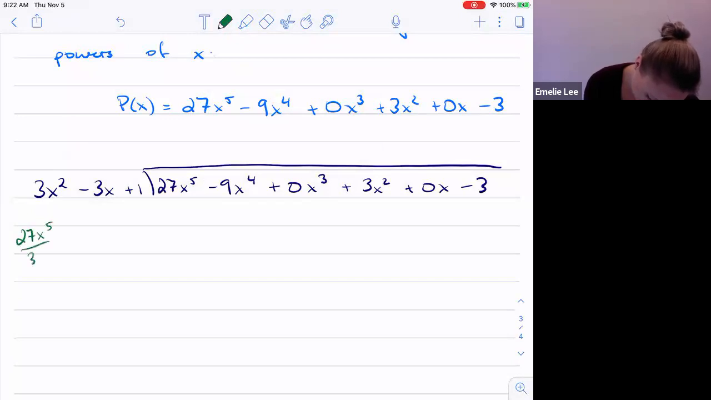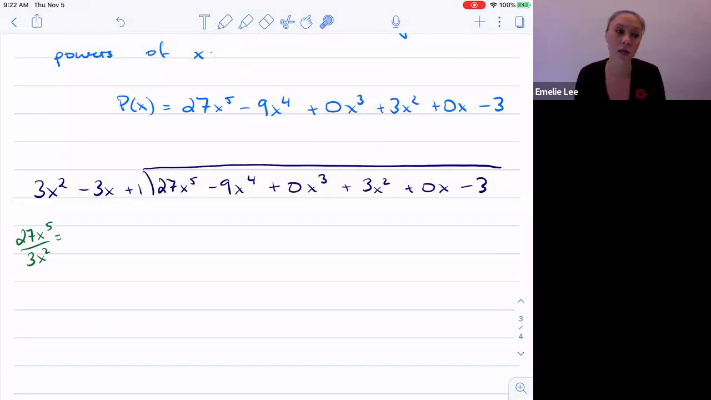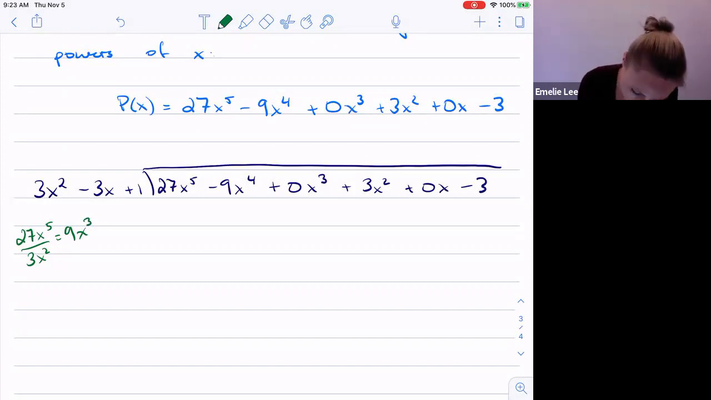27x to the 5th divided by 3x squared is going to be 27 divided by 3. Use your calculator. I know you're probably better at math than I am. But you don't want to muck this up. X to the 5th over x squared is going to be, remember our exponent laws, right? So x to the 5 minus 2. And so you get times x to the power of 3. Okay. So here I have 9x to the power of 3.